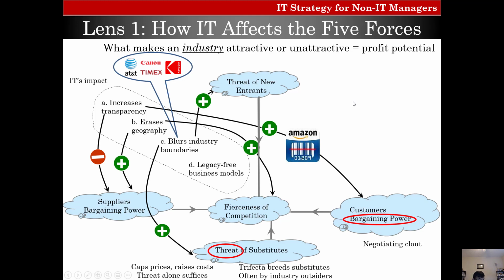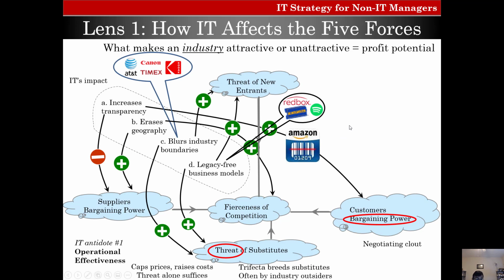And finally, we look at legacy-free business models. You have Redbox, which is a substitute for Netflix, Uber, which is a substitute for car ownership. So legacy-free business models actually increase the threat of substitutes and the threat of new entrants.